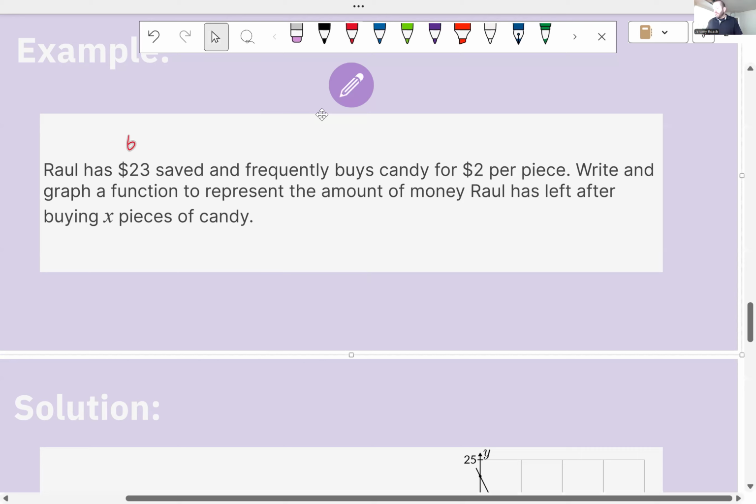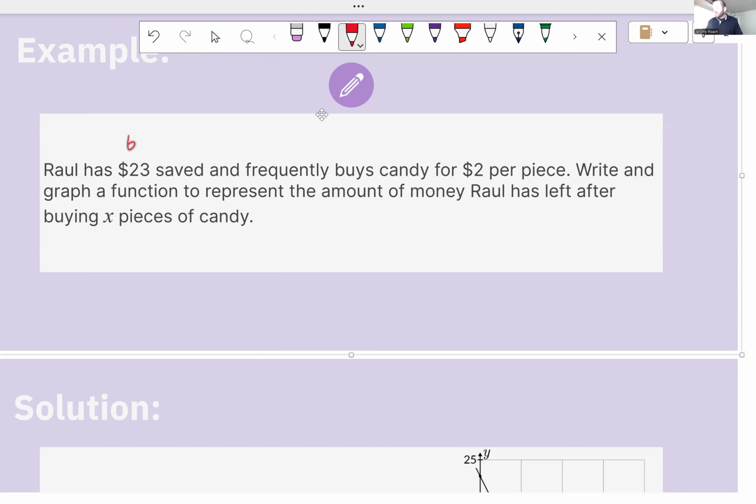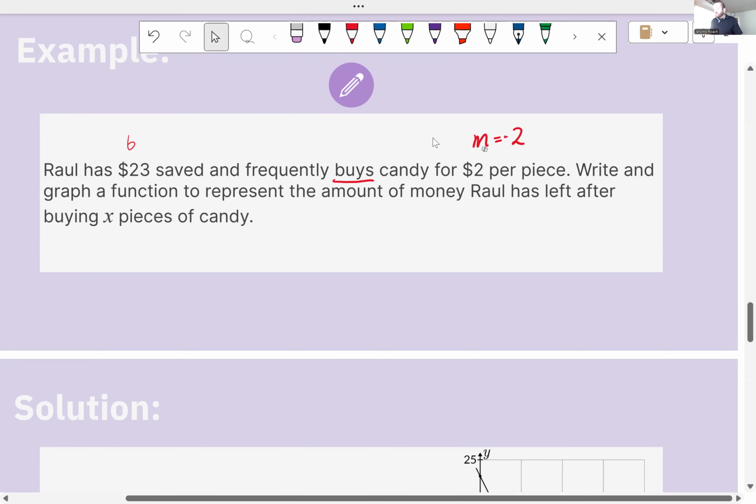And he buys it for $2 per piece. When I first saw this problem, I thought, okay, well, that means m is 2. Because he's buying the candy, he's spending the money, it's actually equal to -2. Because he's losing $2 every time that he buys a piece of candy, and he starts with $23.